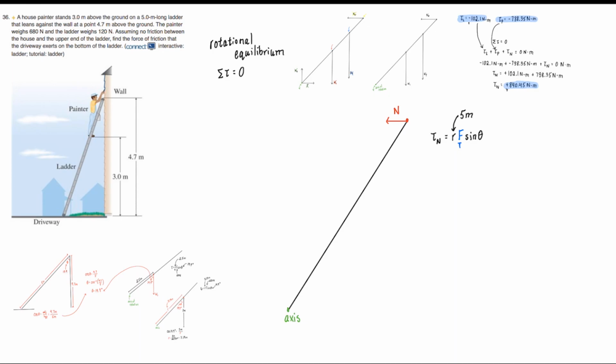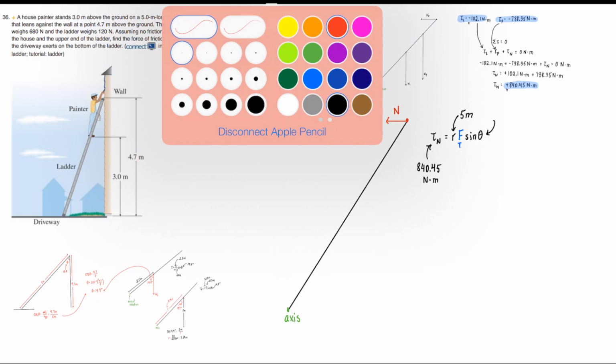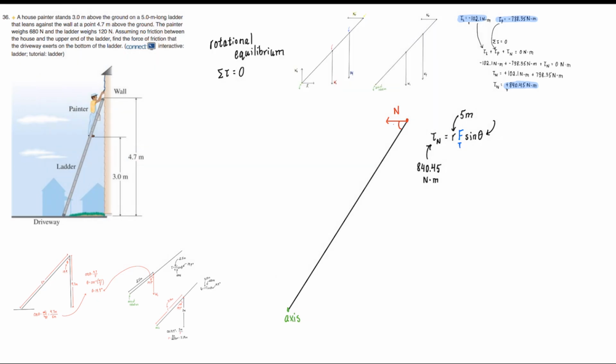Now for the torque caused by a normal force, we just calculated that, and that comes out to be 840.45 Newton meters. So the thing we have to solve for now is this theta right here. Recall that theta is the angle between the force and the ladder. And so in this case, our theta is going to be this angle right here.